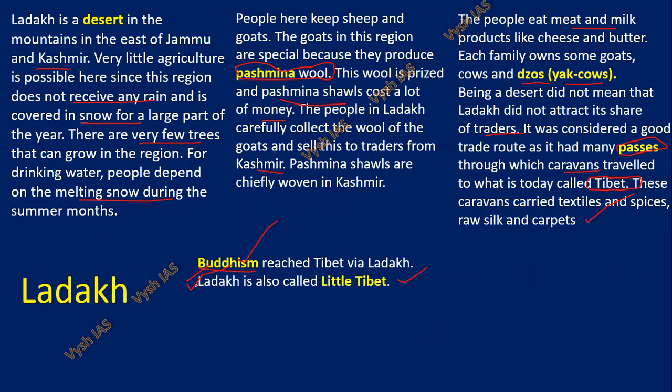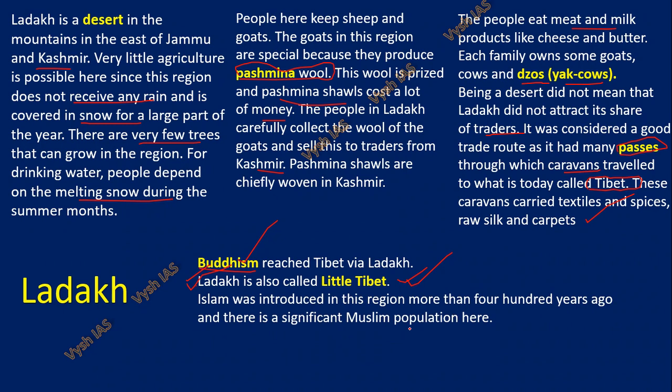Okay, NCERT is mentioning it, so you have to believe that's true. Ladakh is called Little Tibet, and that is your answer if UPSC asks it. Islam was also introduced in this region more than 400 years ago, and there is a significant Muslim population here. You know the issues in Jammu and Kashmir, the population and religion-wise conflict. So a Muslim population is there.